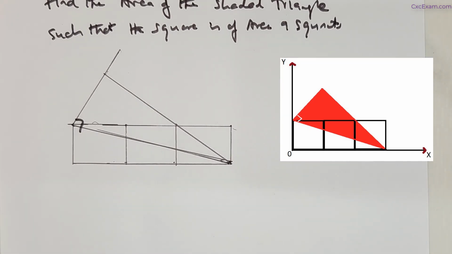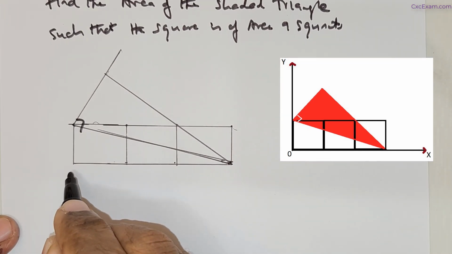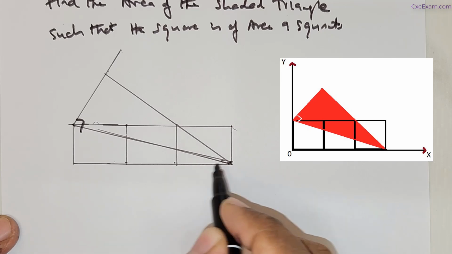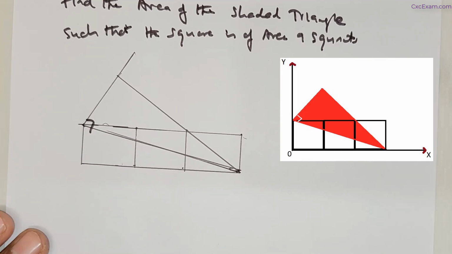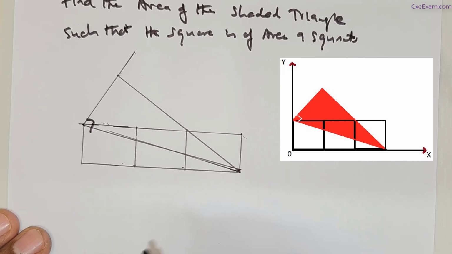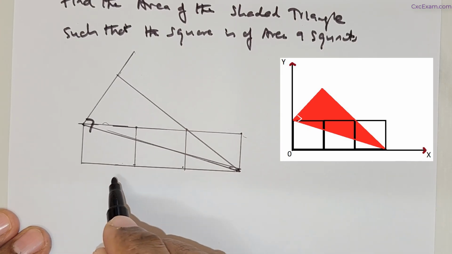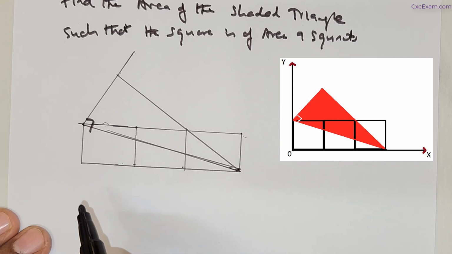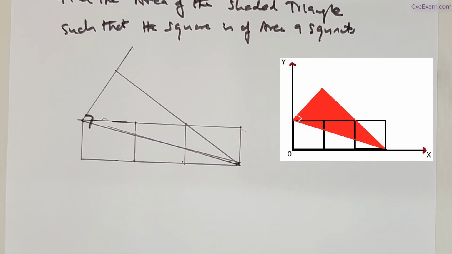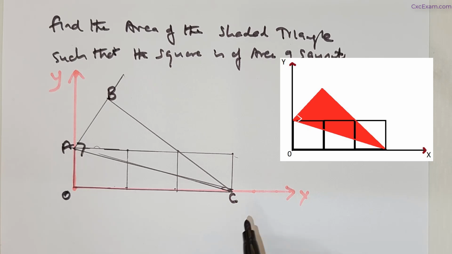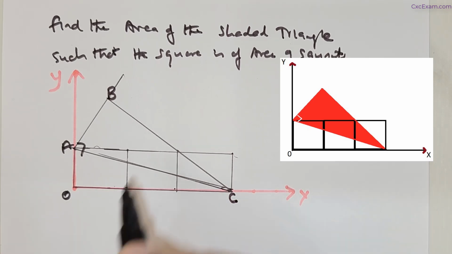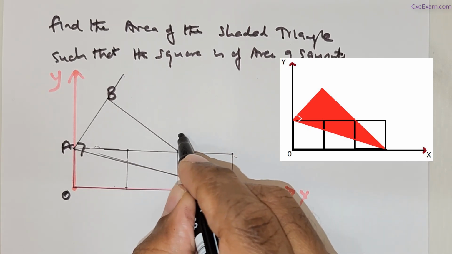Each of these squares has an area of 9 square units, and that means each has a side of 3 units. Now, what I wish to do is complete this figure on the x and y axis. Let this point be C. Now I want to have a point here, D.